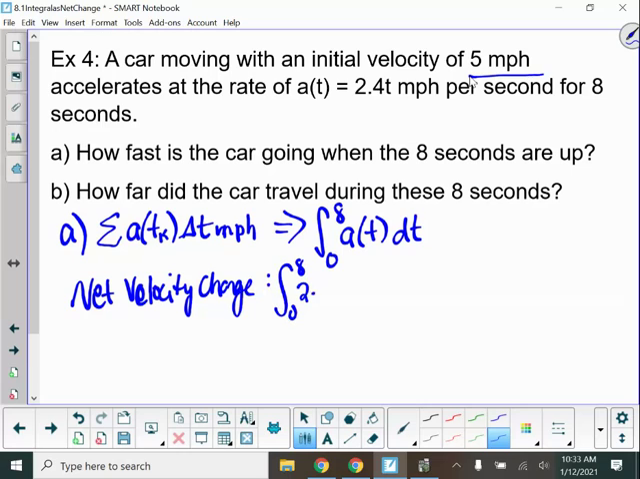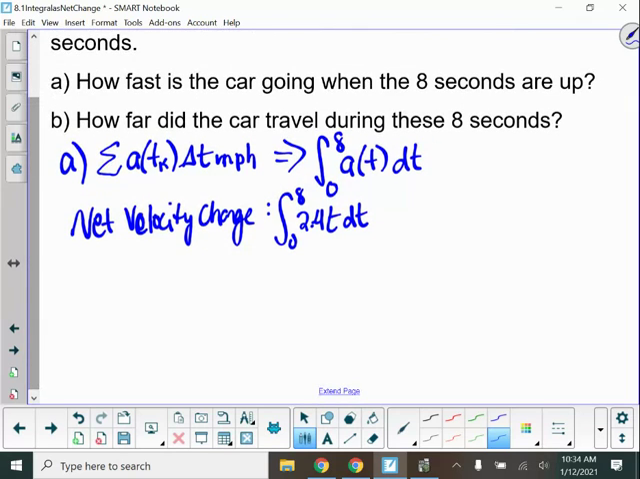However, it's 2.4t dt. Remember that we were starting with an initial velocity of 5. So this is all the velocity that I'm adding on to that 5. So once I find my solution for A, I am going to have to add on that 5 in order to figure out how fast we're actually going at the end of those 8 seconds.